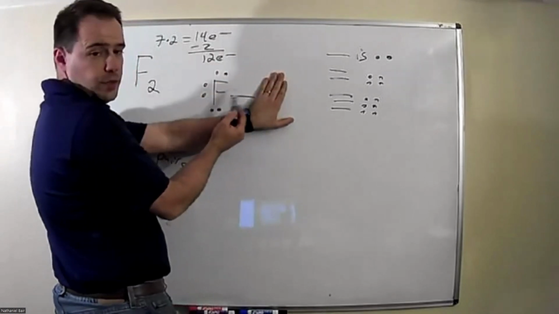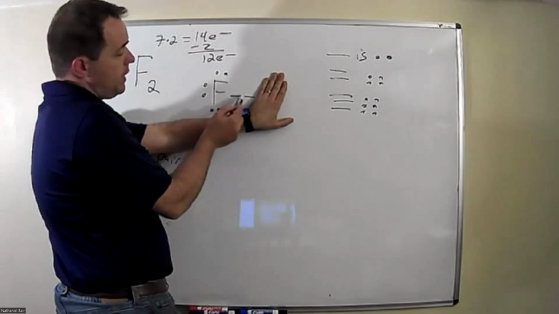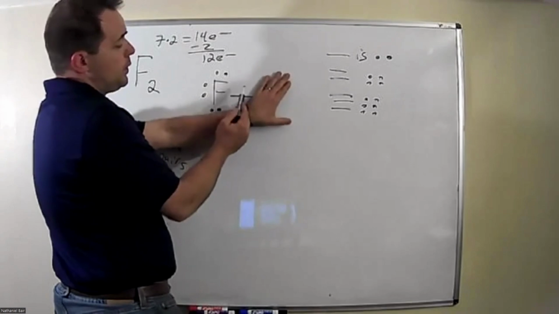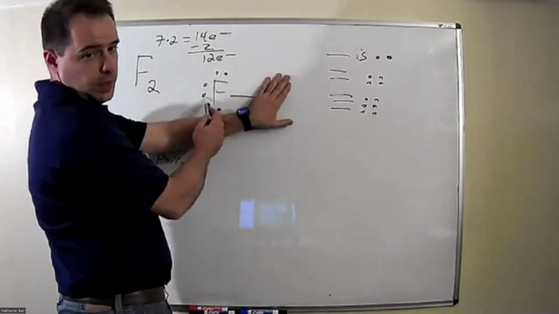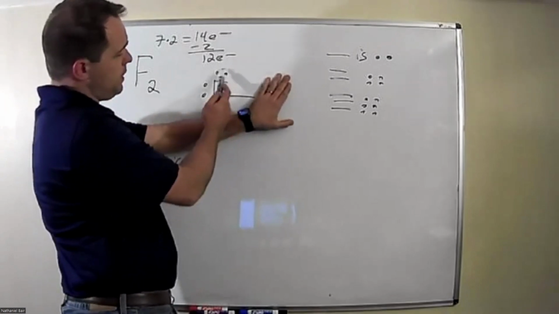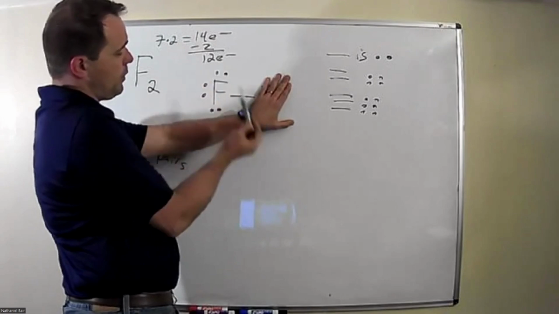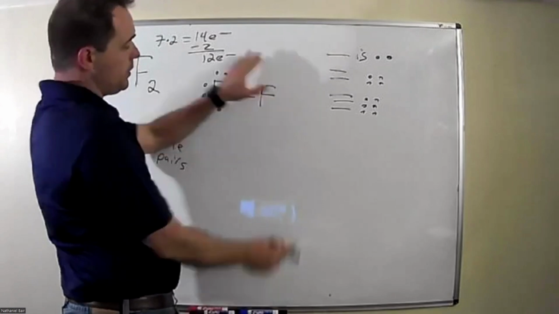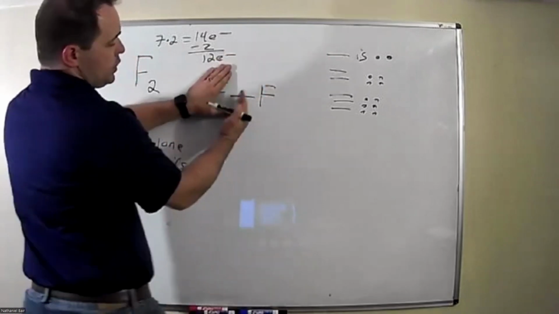It's sharing 2 with the bond. That counts as 2 electrons for this fluorine and 2 electrons for the other fluorine. But right now we're just looking at the fluorine on the left. It's sharing 2 electrons, and I added 3 lone pairs, 6 electrons. So now it has 8 electrons around it. Now we're going to do the same thing for this fluorine. It's sharing 2.